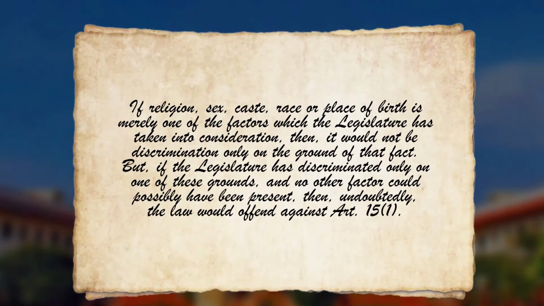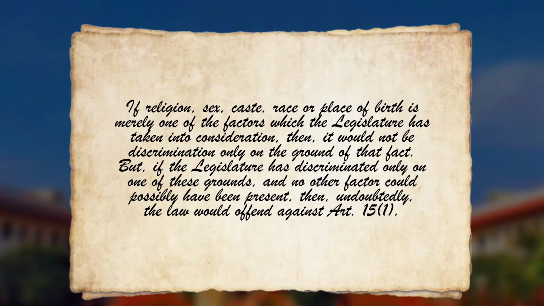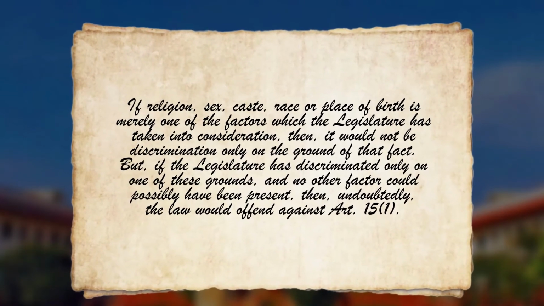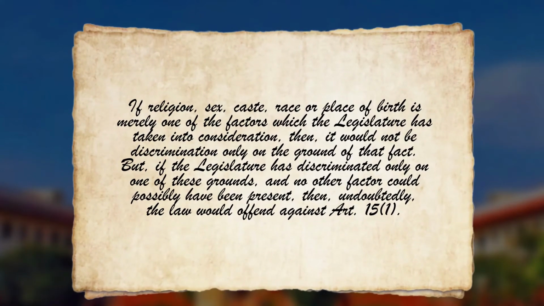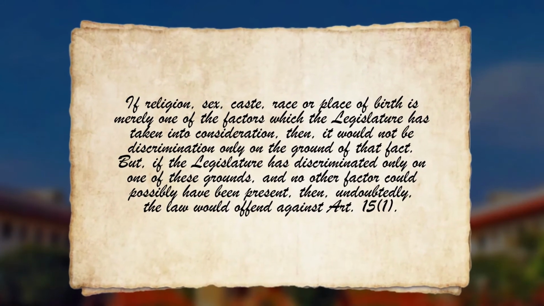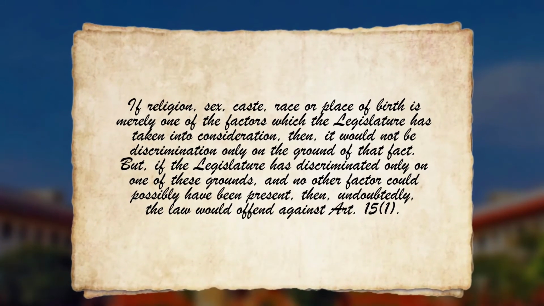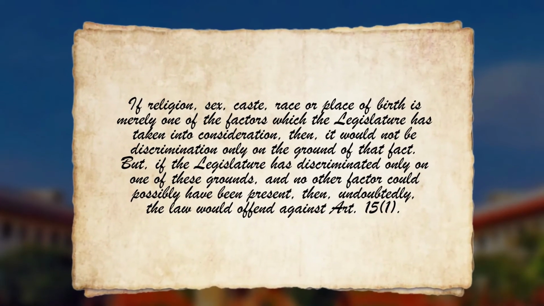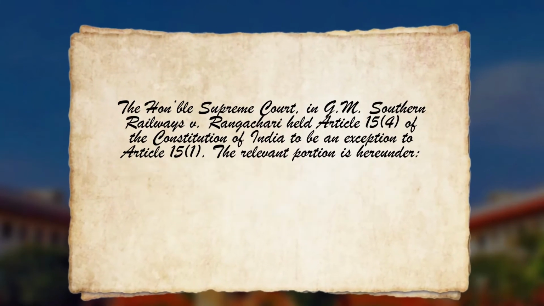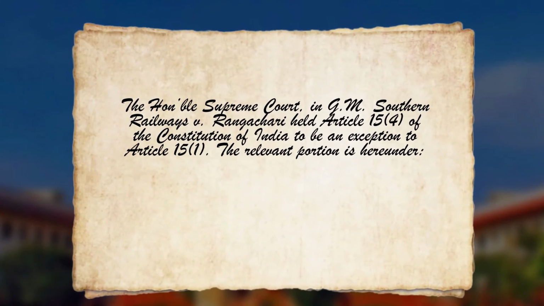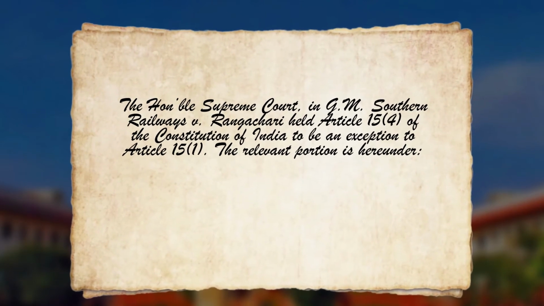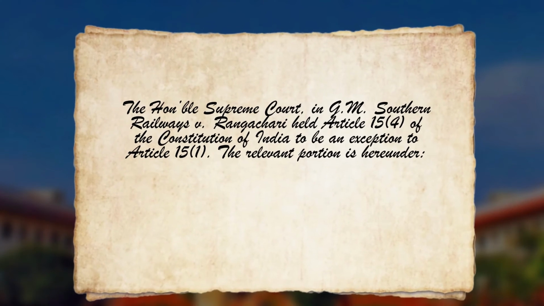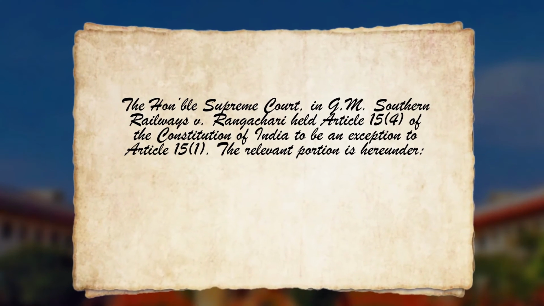If religion, sex, caste, race, or place of birth is merely one of the factors which the legislature has taken into consideration, then it would not be discrimination only on the ground of that fact. But if the legislature has discriminated only on the ground of these and not on other factors that could possibly have been present, then undoubtedly the law would offend against Article 15(1). The Honorable Supreme Court in GM Southern Railways vs. Rangachari held Article 15(4) of the Constitution of India to be an exemption to Article 15(1). The relevant portion is hereunder.